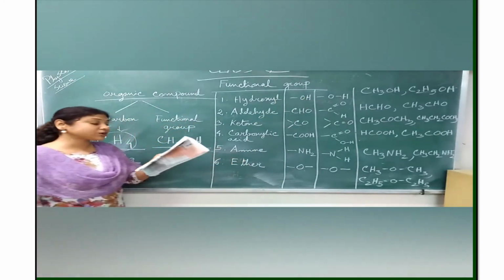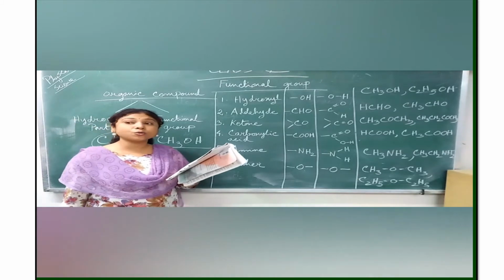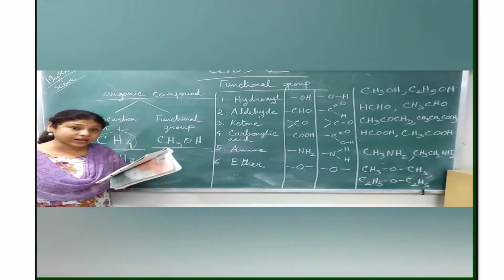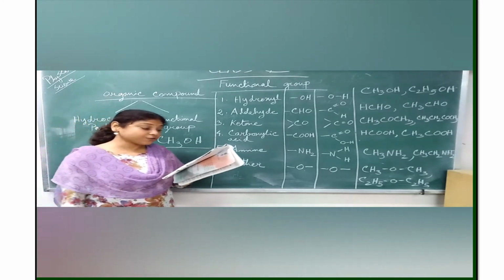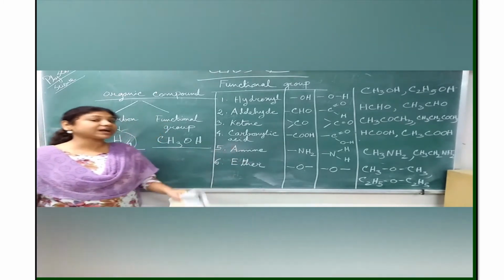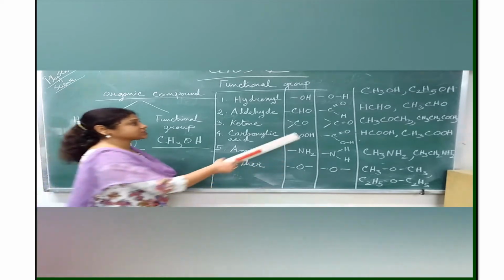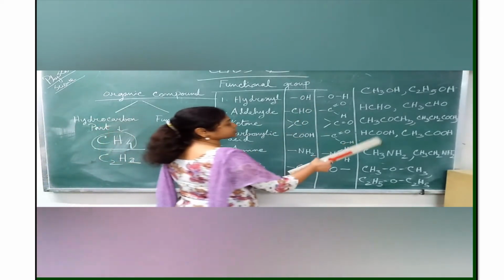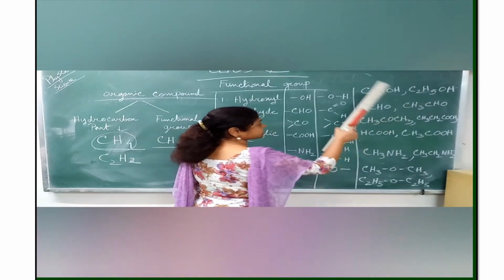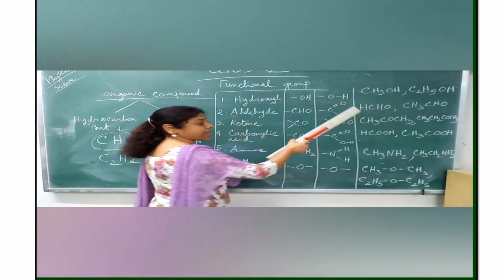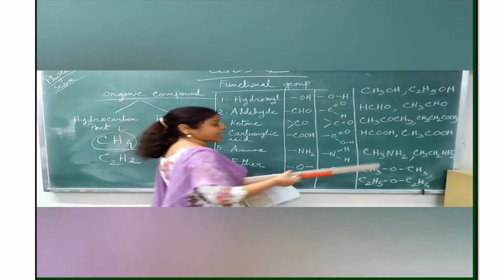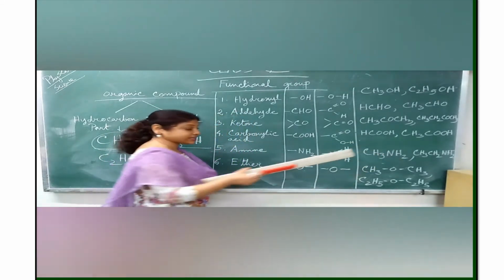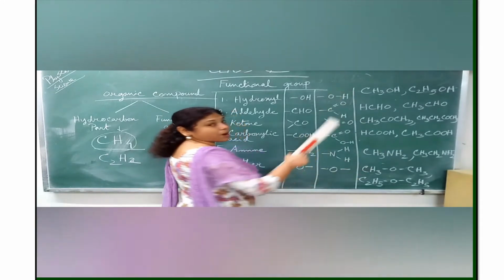So, functional group is an atom or group of atoms, the presence of which in organic compounds controls its chemical properties, because the presence of this group defines what type of compound it is. Is it alcohol? Is it aldehyde? Or is it acid? Or is it amine? Whatever it is. Or is it ether. What type of compound it is.